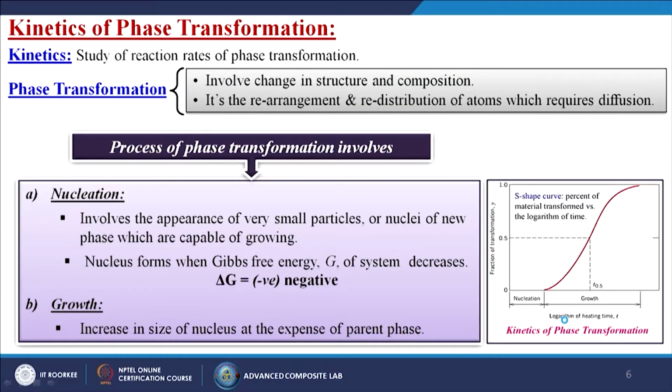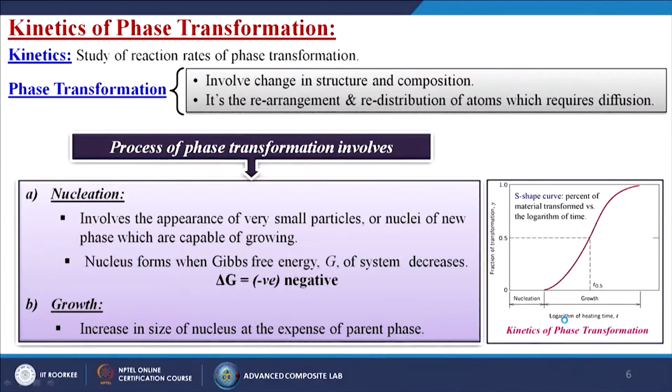Now, what is the actual kinetics of phase transformations? Generally, kinetics is the study of reaction rates of phase transformations. Phase transformations generally involve a change in structure and composition of any kind of material. It is the rearrangement and redistribution of atoms, which requires a diffusion process. So, the process of phase transformation involves two things: one is called nucleation, and another one is called growth.